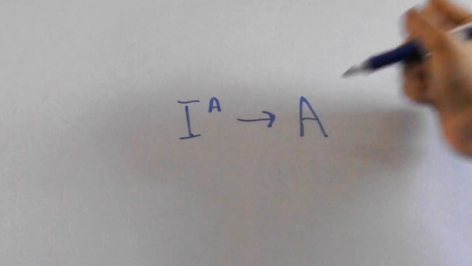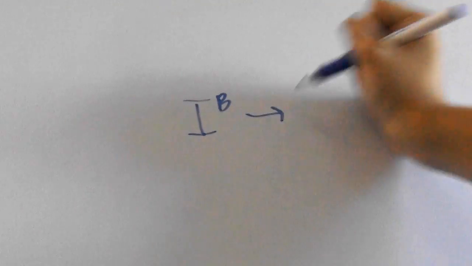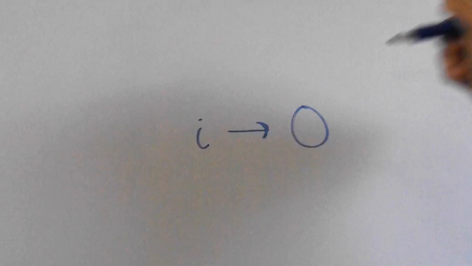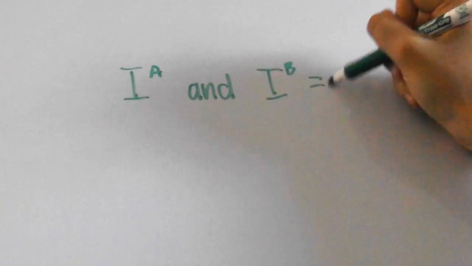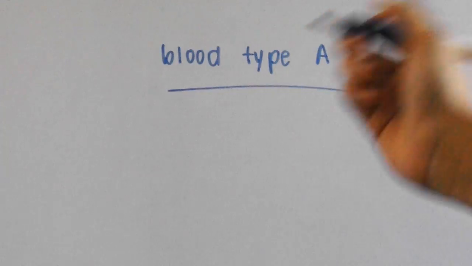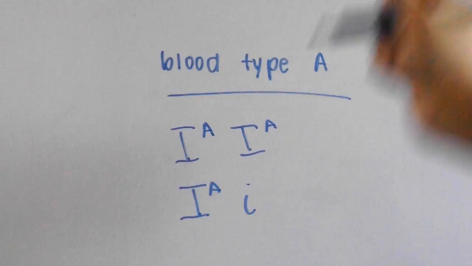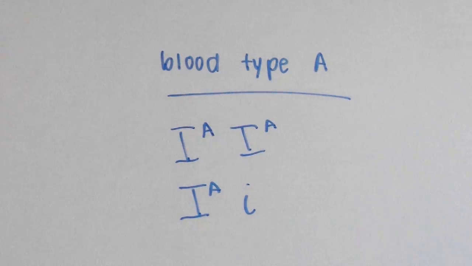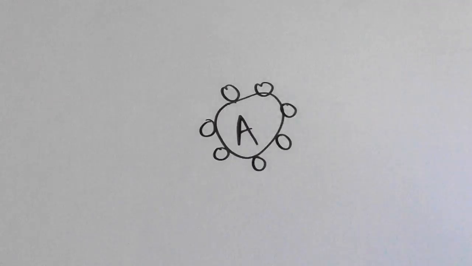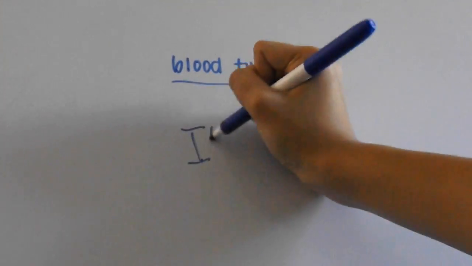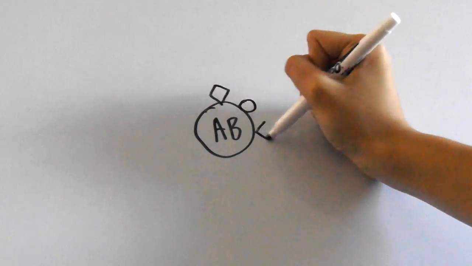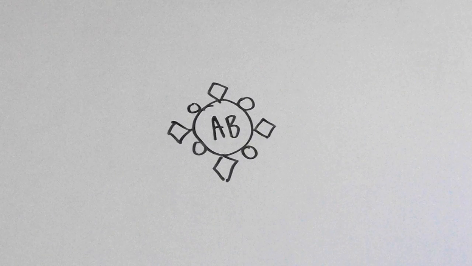Take a look at this. Immunoglobulin A results in blood type A, IB results in blood type B, and lowercase i represents blood type O. Both IA and IB are dominant, while O is recessive. That means if you're blood type A, you can either be IA-IA or IA-i. This is saying that you have two type A molecules on your red blood cells, but if you're type AB, you can only be IA-IB. Both phenotypes A and B will show on the red blood cell. Remember, it's not an intermediate, it's a circumstance in which both traits show.